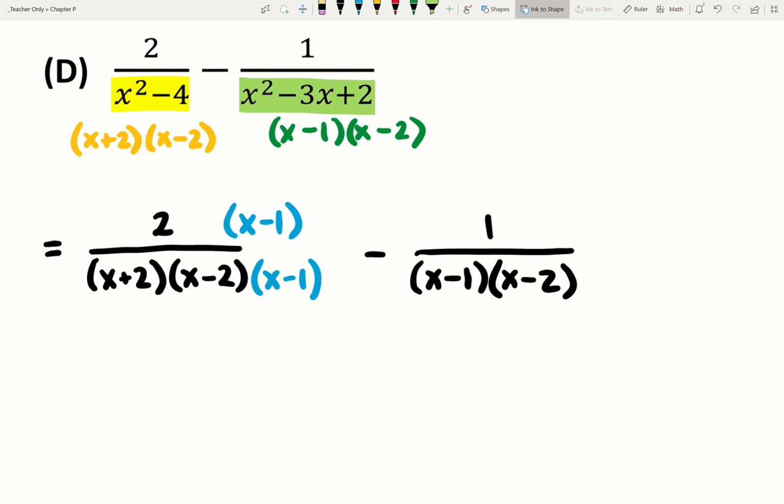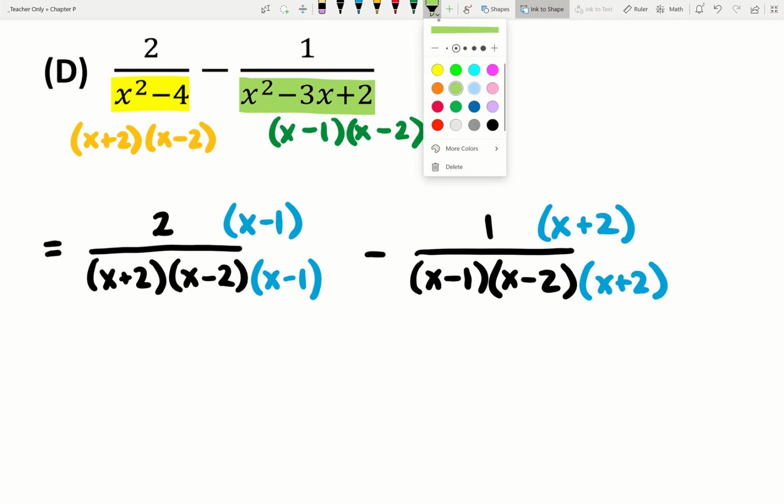Now, this second denominator is missing a copy of something that the first one has. This first denominator has a copy of x plus 2. I'm going to go ahead and introduce that to the second denominator here as well, which means I'm also introducing it to the top. Okay, so now my denominators look exactly the same.